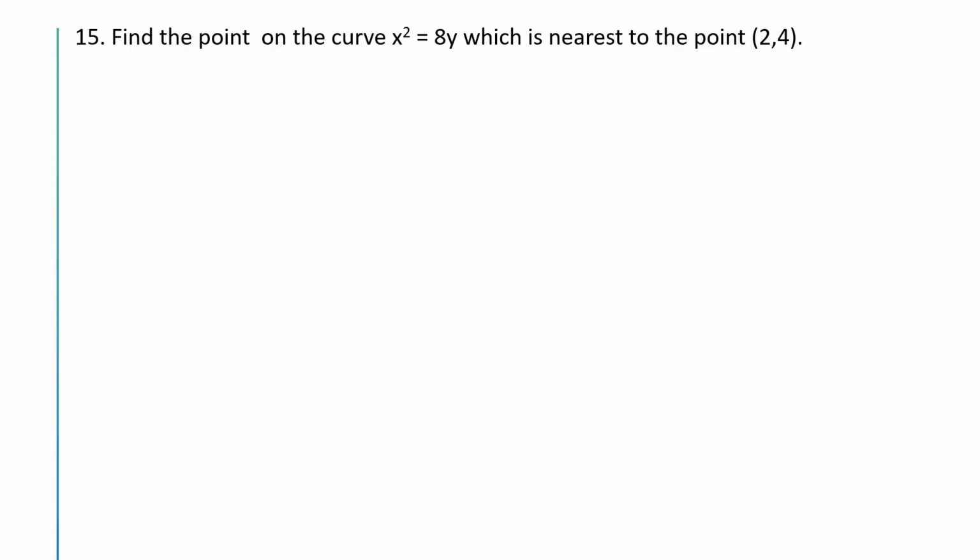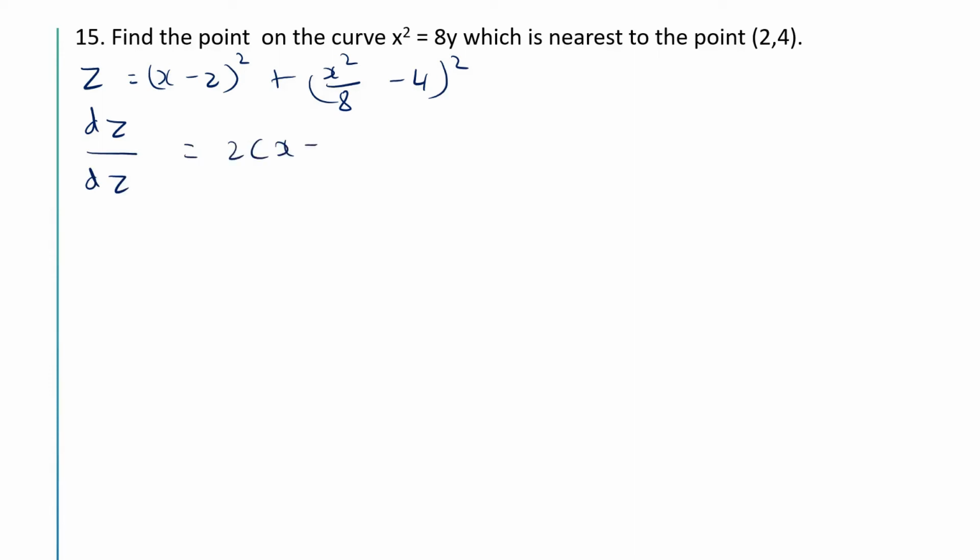So let me continue here. First let us find dz by dx. It is nothing but 2 into x minus 2 plus, here using chain rule we have to differentiate this. It is 2 into x square by 8 minus 4 into 2x by 8.